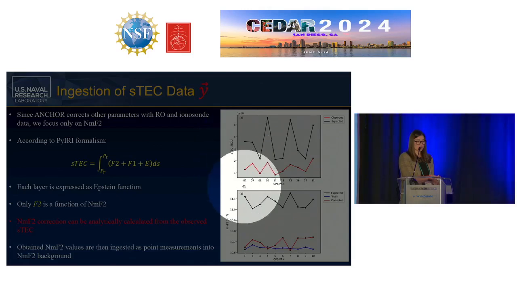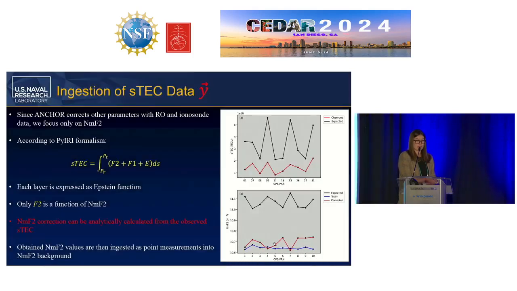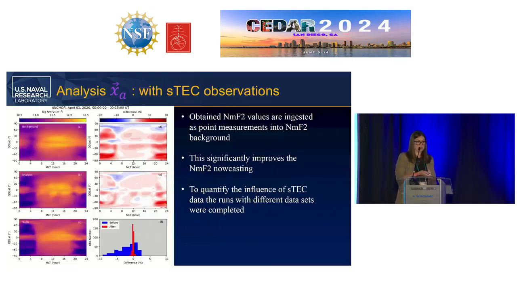And the next plot shows this NMF2. Again, we have the background NMF2 on the top and the adjusted NMF2, which is red. And you see it's very close to the truth in terms of NMF2. So then we have the collection of those points, and we ingest those NMF2 points the same way as we ingest other parameters in ANCHOR.